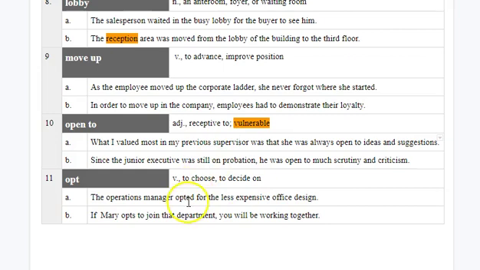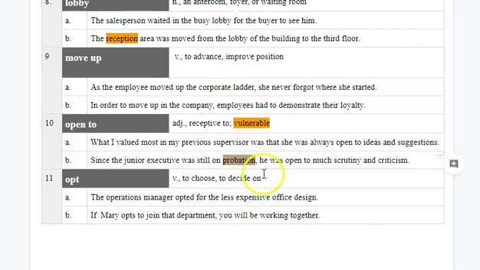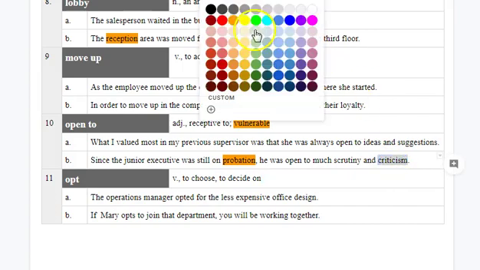Since the junior executive was still on probation, he was open to much scrutiny and criticism.